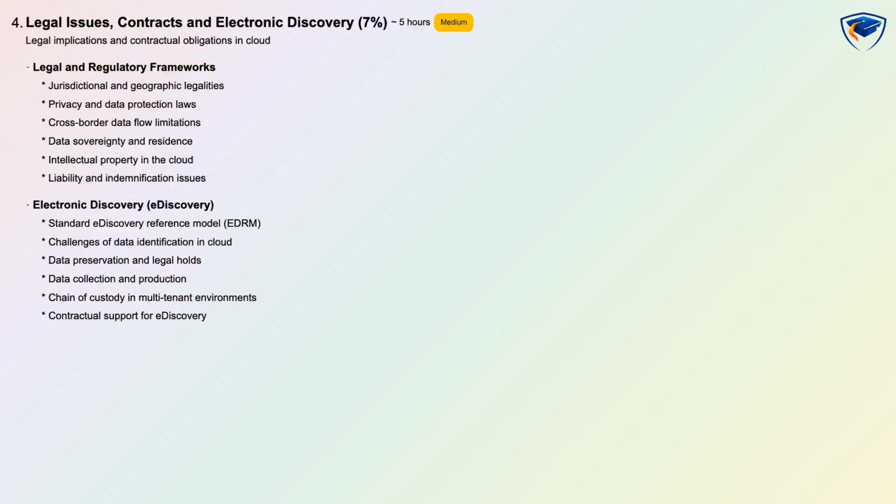Legal Issues, Contracts and Electronic Discovery is 7%, medium difficulty, and about 5 hours of study with conceptual and scenario assessments. You will master legal and regulatory frameworks including jurisdictional considerations, privacy and data protection laws, data residency and sovereignty, and intellectual property implications. The discovery topics include the EDRM model, data identification challenges, preservation, chain of custody in multi-tenant environments, and contractual support for legal holds.